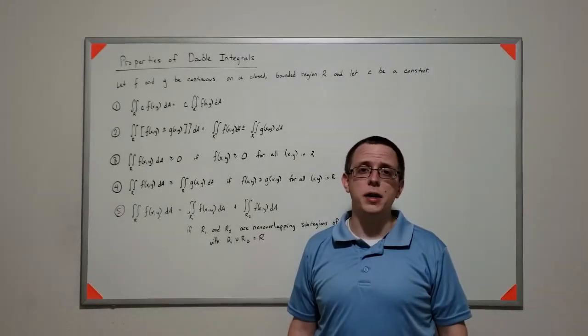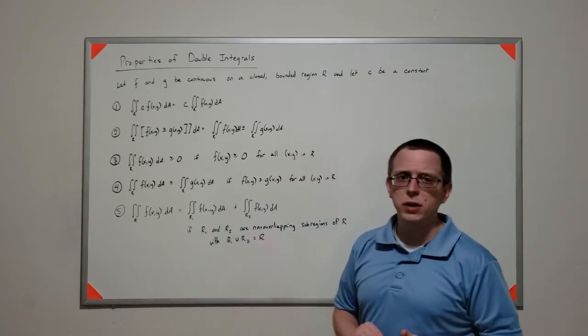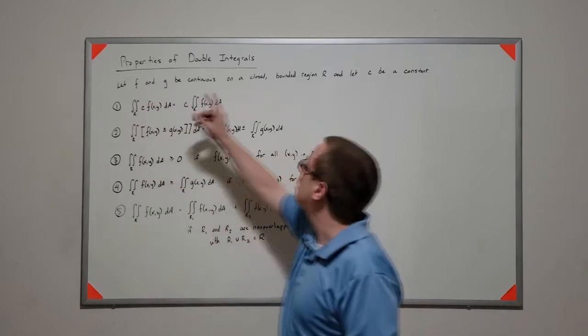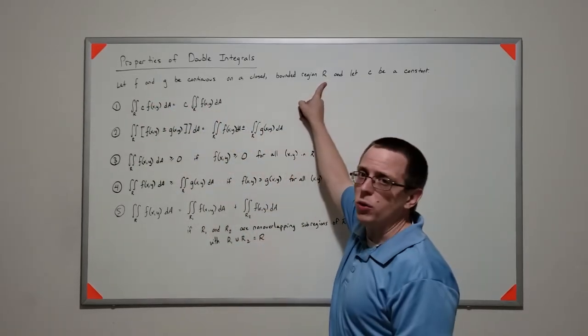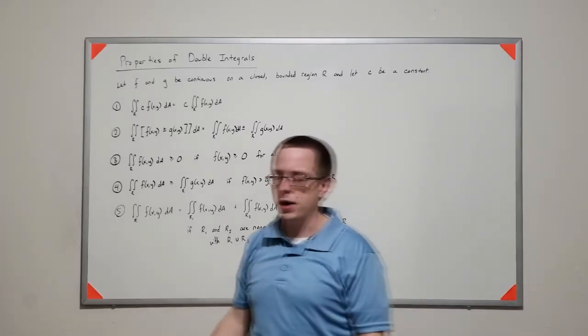We've been introduced to the idea of double integrals, so let's talk about some properties for them. So we're going to set the ground rules here. One is that I have two continuous functions on some closed bounded region R, and C is some arbitrary constant.